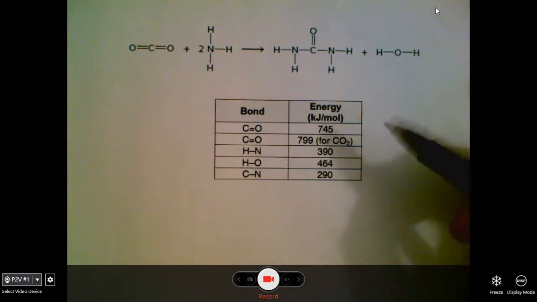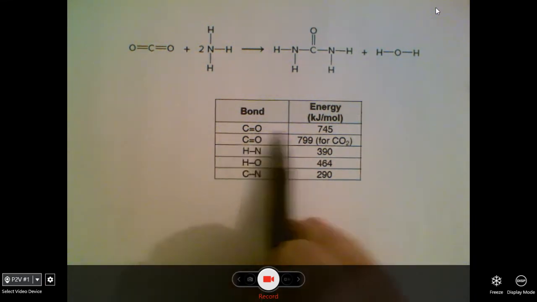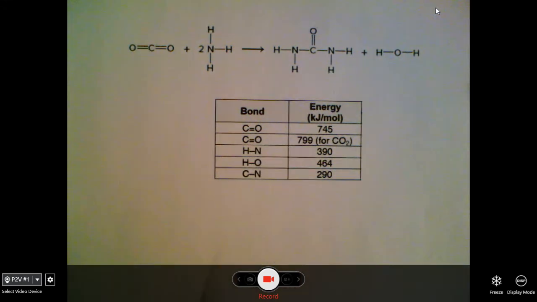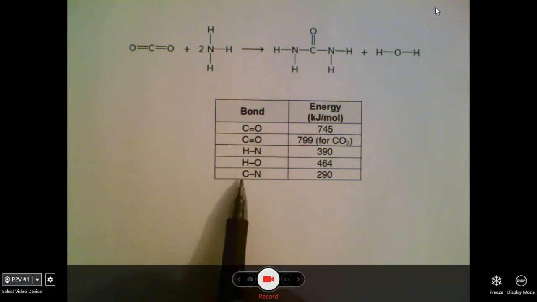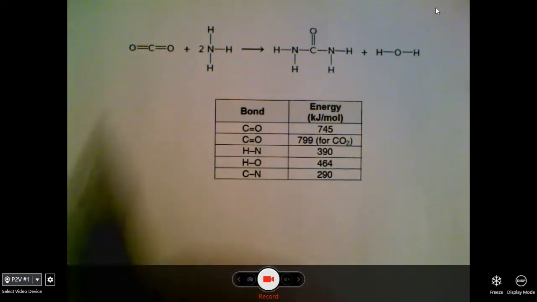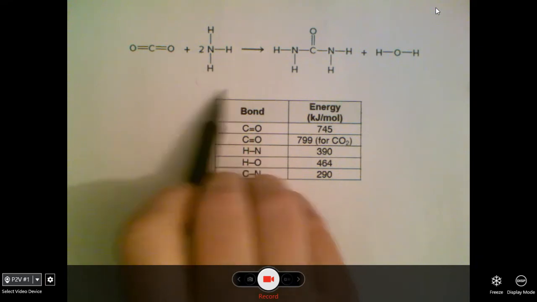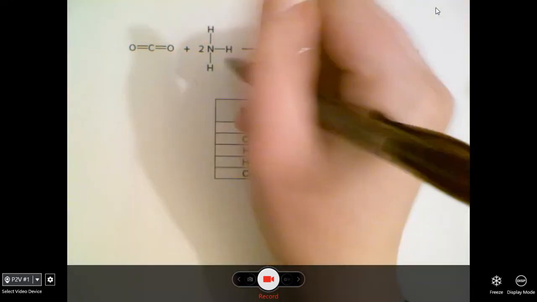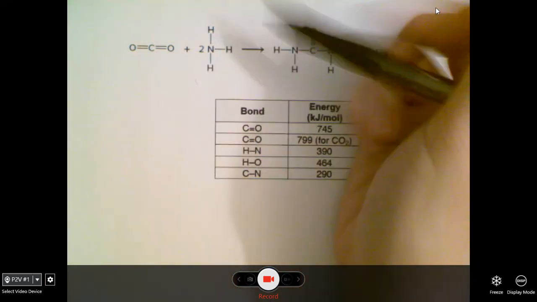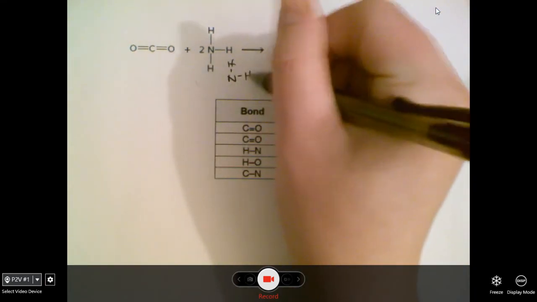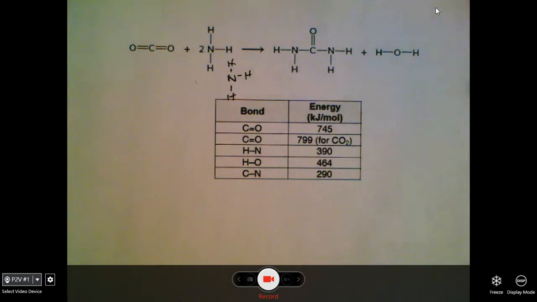So if you look at our energy values here, we have C to O bond is 745. We got the C to O bond for CO2 though, a little stronger, and it's 799. We've got N to H's, we've got O to H's, and we've got a C to N. What we also have in this problem is a coefficient. So this means that I technically have 2 NH3s that I need to bust up. So you can either mentally keep track of that, or if it helps you, you can draw out another NH3 to kind of keep you in line here.